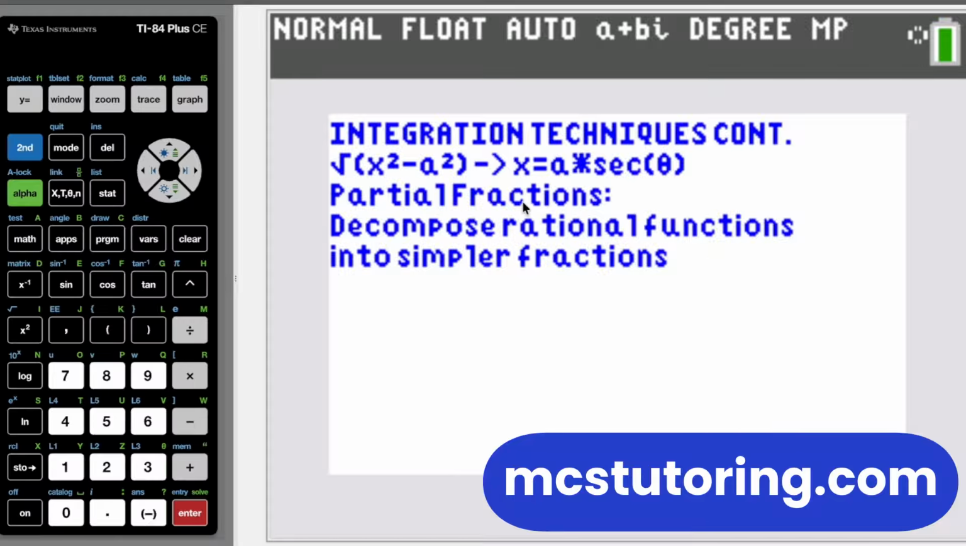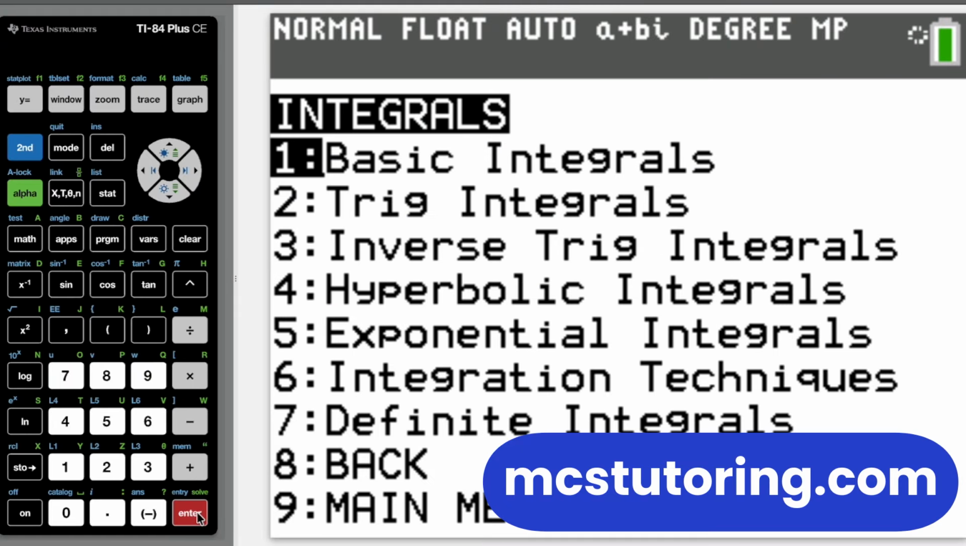Integration techniques continued. Square root of x squared minus a squared, you want to let x equal a times secant theta. So partial fractions decompose rational functions into simpler fractions. That's a super summary, meaning super concise. Probably more would be better there. Let me know in the comments if you'd like me to add more, and I will.